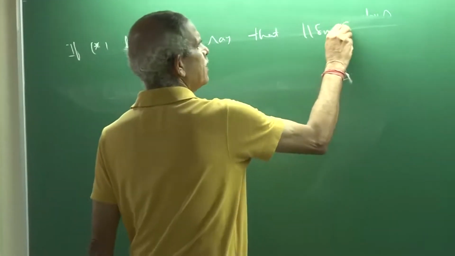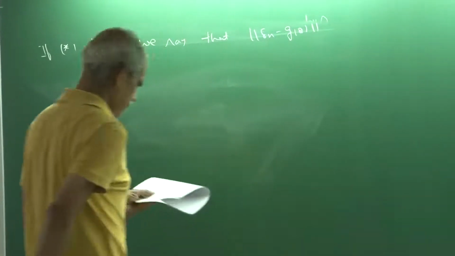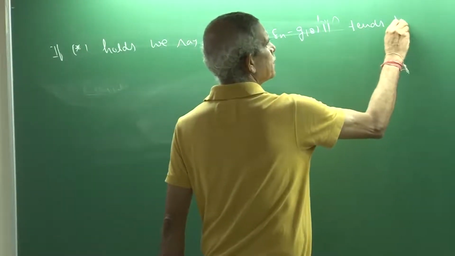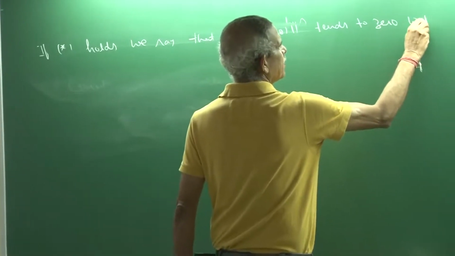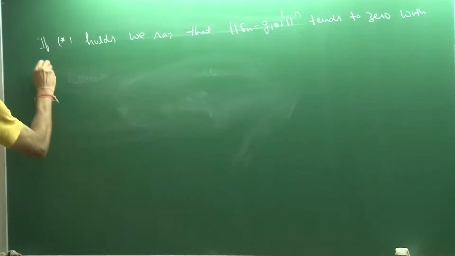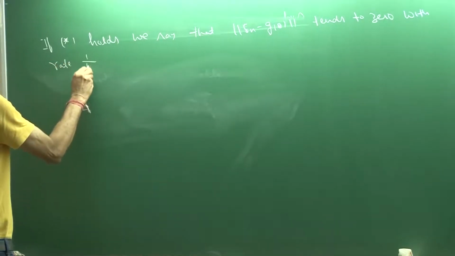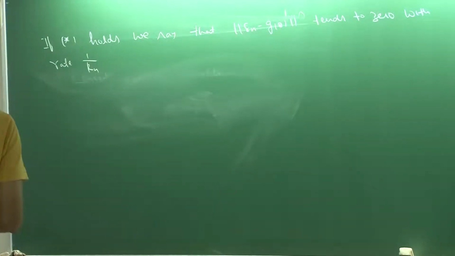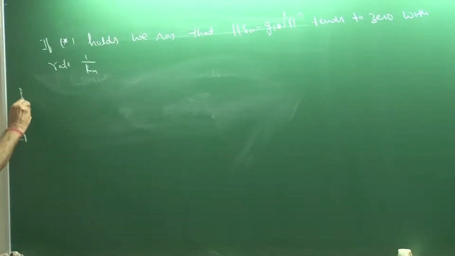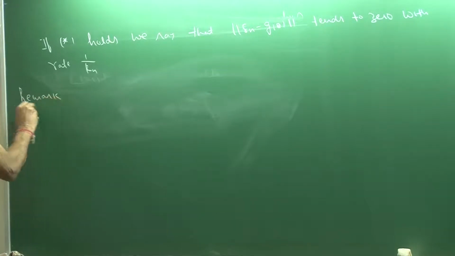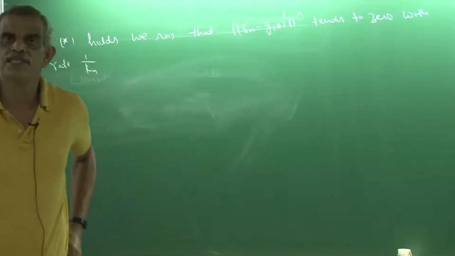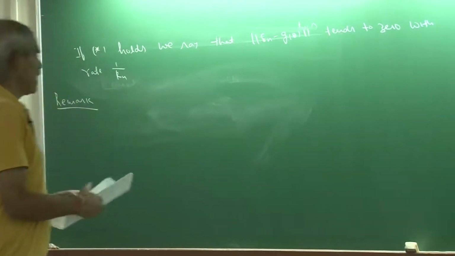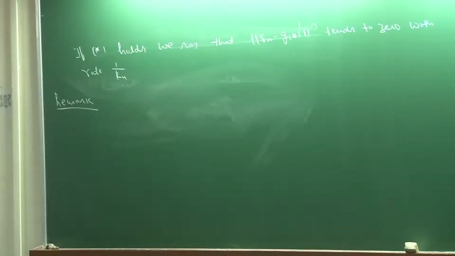or we say that norm of delta n minus g theta tends to 0 with rate one by Kn. All right. One can also say that if star holds, delta n converges in probability to g theta at the rate 1 upon Kn. Okay, now let us look at the following examples.